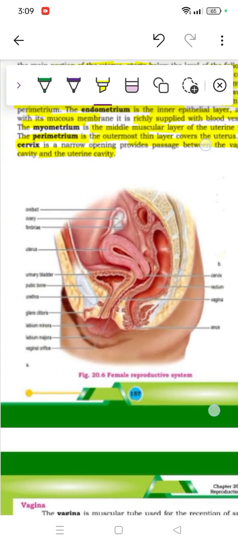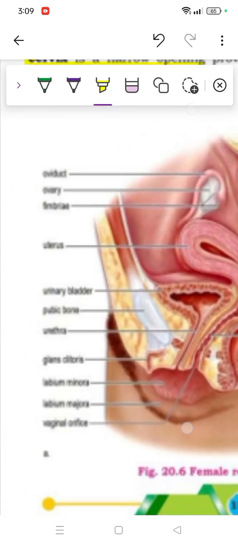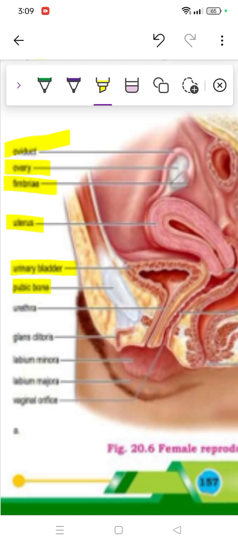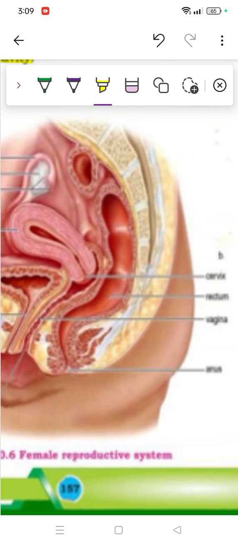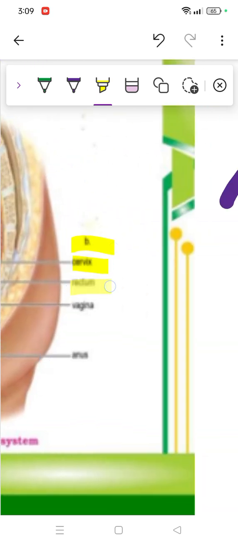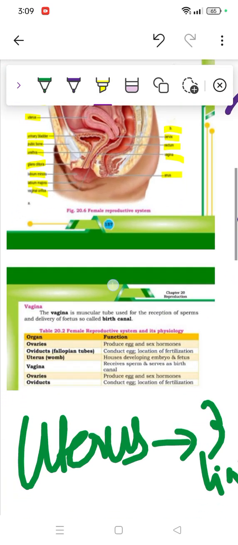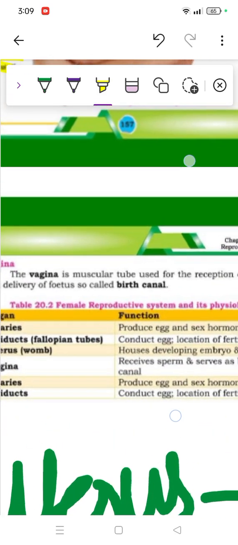Here you can see the structure. I know the picture is quite blurry, but still, here are the oviduct and ovary. Here comes the uterus, urinary bladder, urethra, and a lot of structures like these: cervix, rectum, vagina, anus. I'm sure it's clear to you. Then comes our last part, which is the vagina. I don't want to make a separate video.